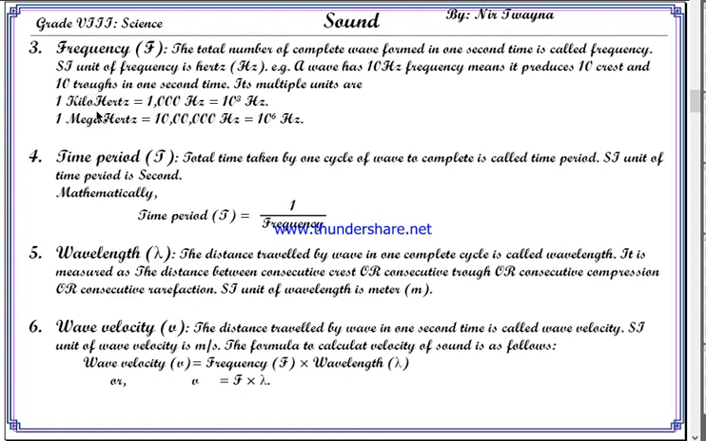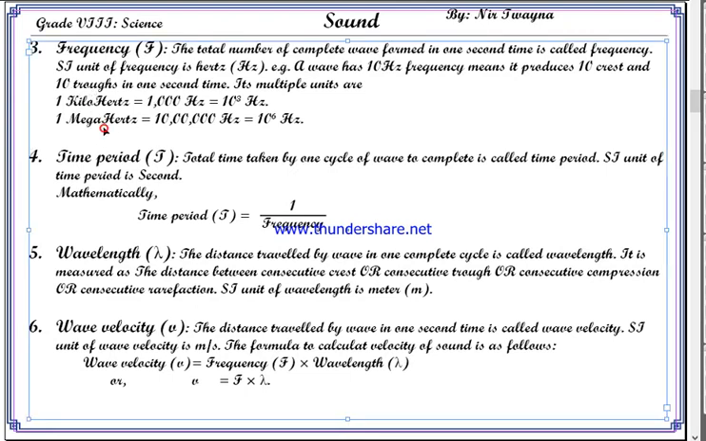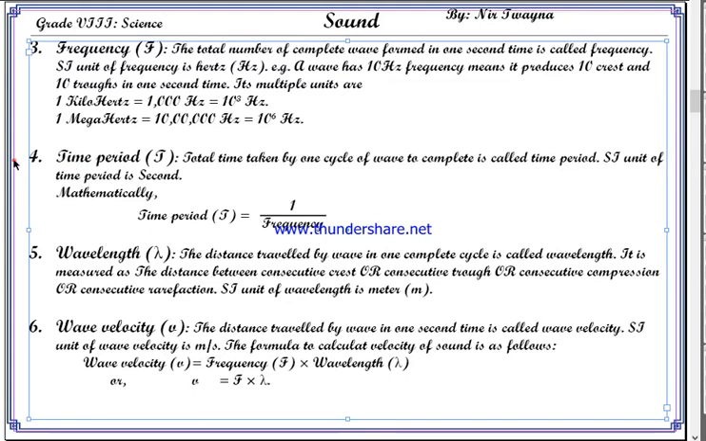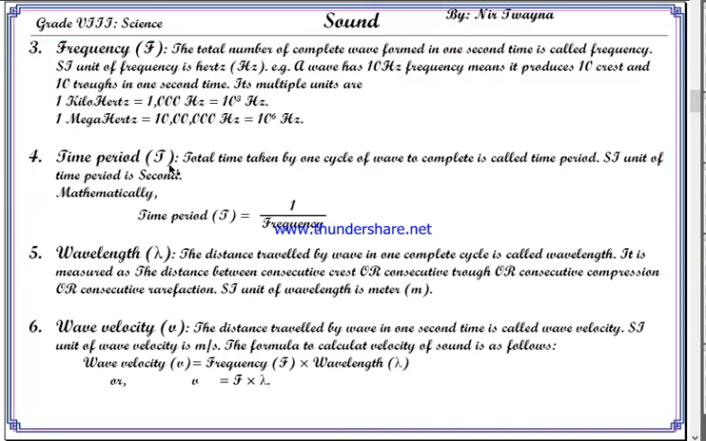Anyway, you understand what 1 kilohertz and 1 megahertz are now. You will not forget it, I know. Okay, next one is time period. Time period basically means how long one complete wave takes to form. How long does one complete wave or one cycle of a wave take to complete or to form? That is known as time period.